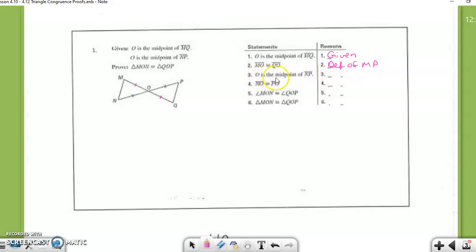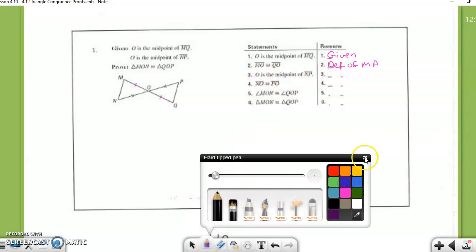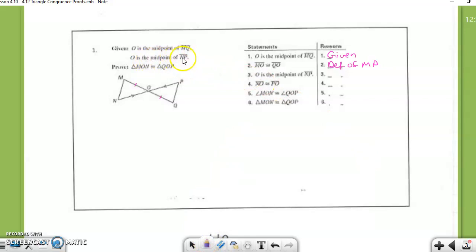Now that tells me O is the midpoint of NP. O is the midpoint of NP. That again is my given information, and if this was not notated, I would go ahead and do that. So this was given, and I know those are congruent based on the definition of midpoint.